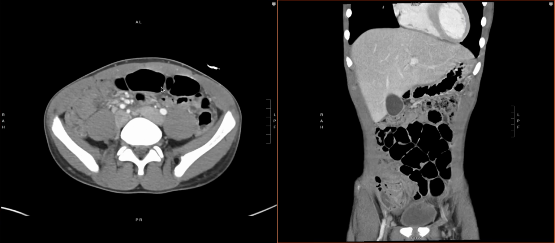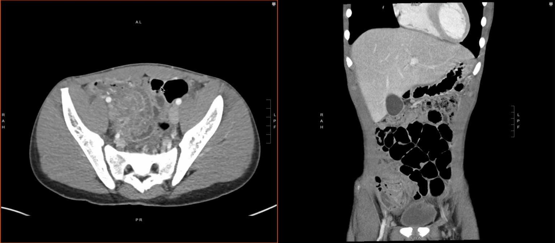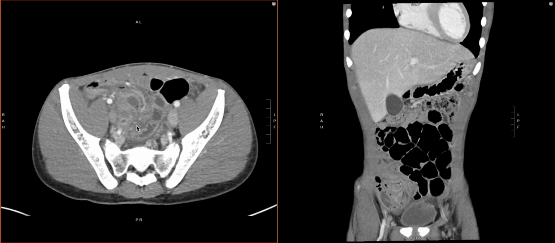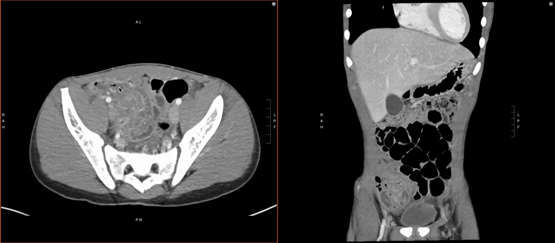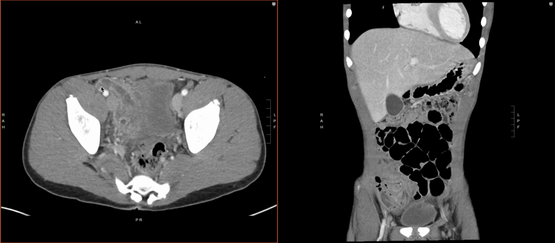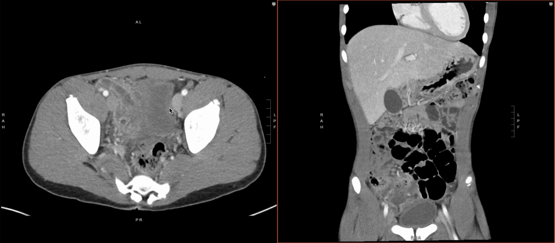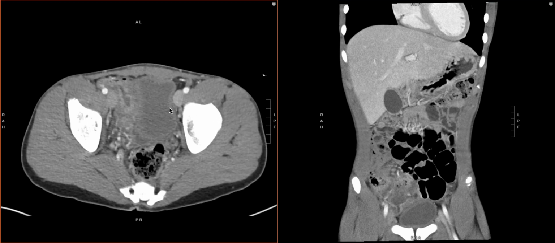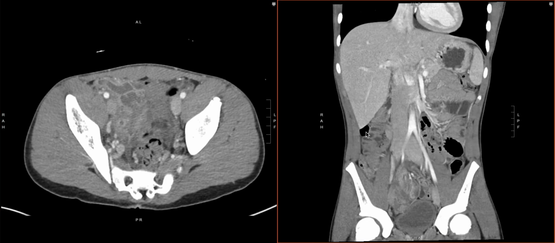Oftentimes, I will say it's probably a little bit more challenging, especially in the setting of a chronic perforated appendicitis. But if we look, we see a bowel loop coming around here. And if we look right here, this is a pretty good look for the terminal ileum coming in and plugging into the cecum somewhere around here. We don't necessarily see the fatty ileocecal valve, but we do get a pretty good sense that that's probably terminal ileum.